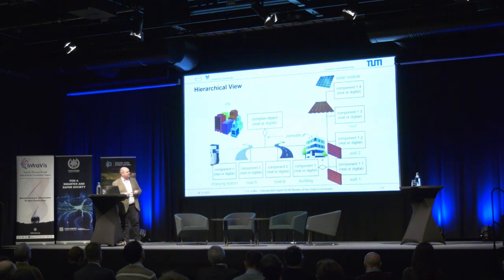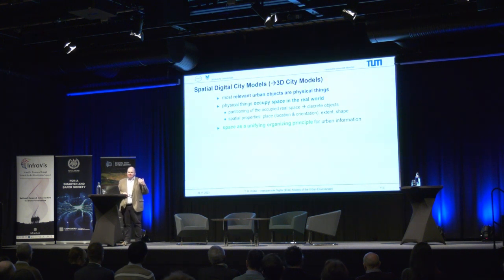But of course, we also have other kinds of objects. So for example, we might have roads, which are part of the city. We might have water bodies. We might have every single tree, etc. So it basically means we have a lot of real-world things out there. And maybe also charging stations for electrical vehicles, for example. So, what we can observe is when we look outside at our city environment, most relevant urban objects are physical things. So they are there, we can touch them, we can even measure them, and they occupy space in the real world.